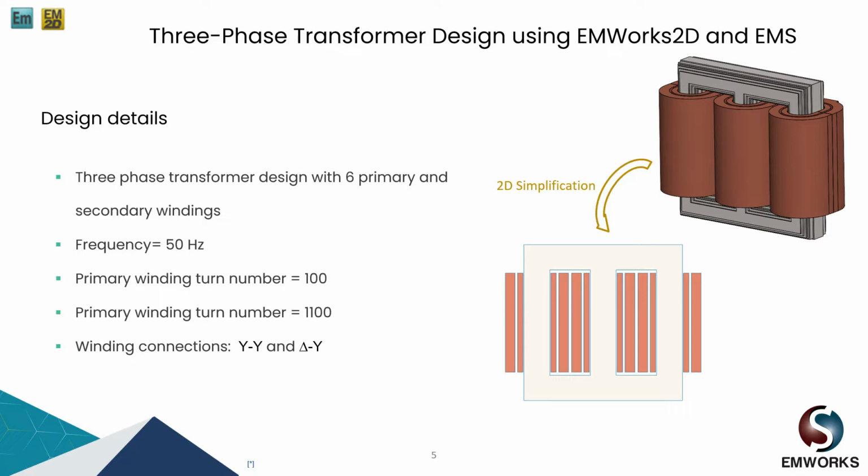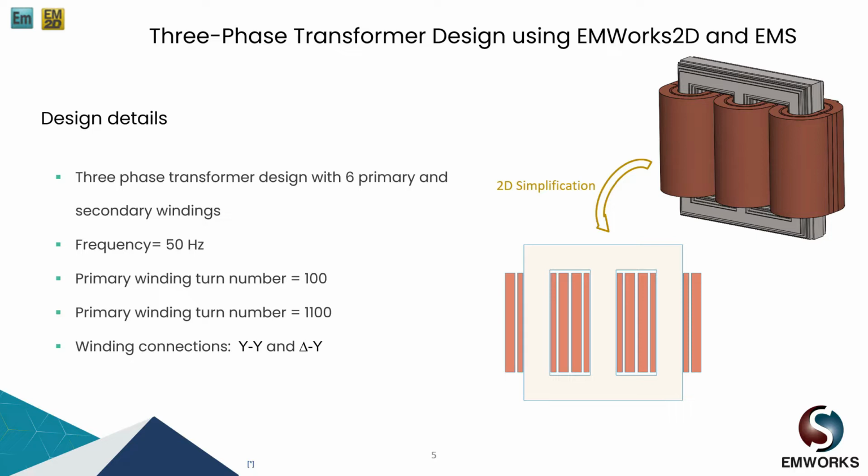So just bring your 3D geometry, whether it is SolidWorks or Inventor native, or from any other CAD tool, then use the 2D simplification feature of EMWorks2D to simplify it and extract a 2D geometry without deleting the 3D geometry. So you will have both 2D and 3D geometry within the same model. Okay, so EMWorks2D is the 2D simulation software of the EMWorks solution, and EMS is the 3D simulation software. So EMWorks2D is for 2D analysis, EMS is for 3D analysis.